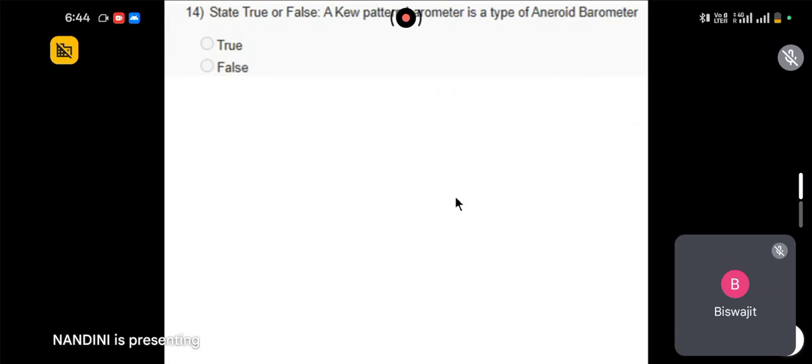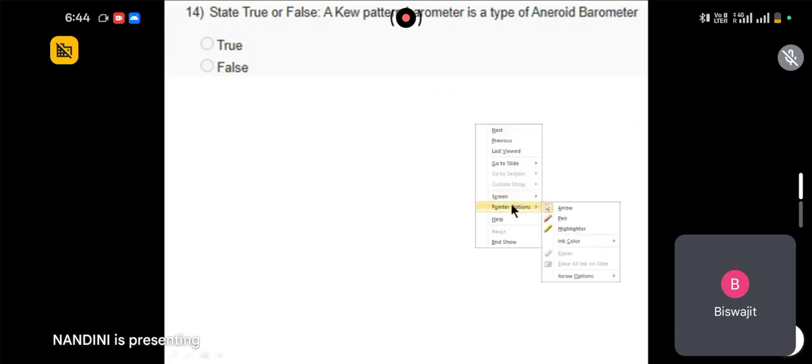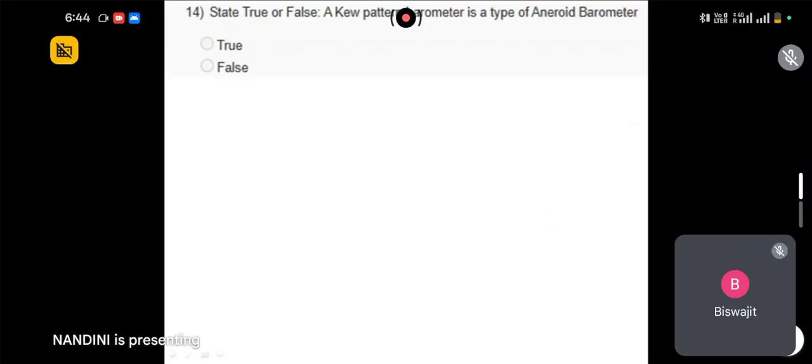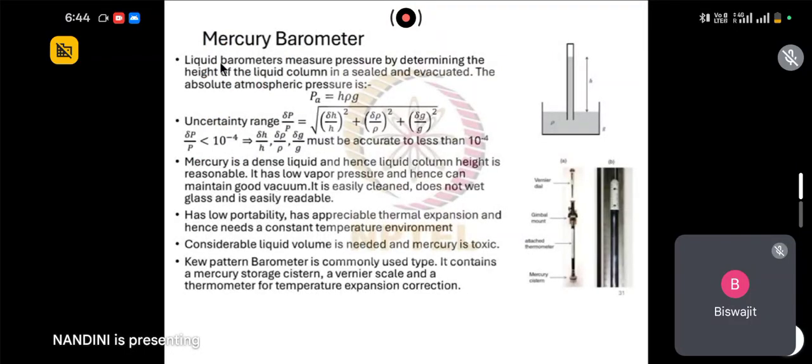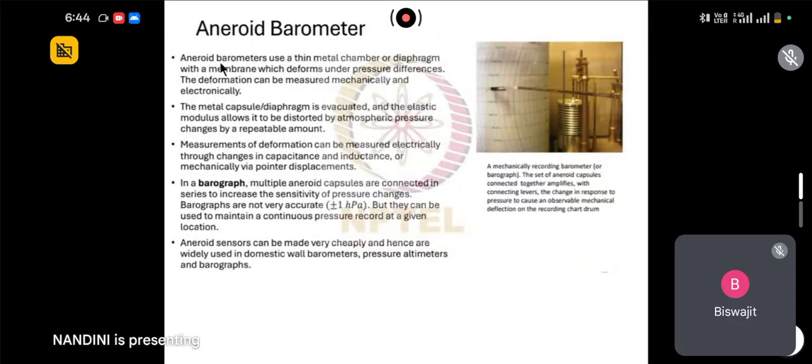Anyway, the question was whether a Q pattern barometer is an aneroid barometer. The answer is false. This is basically a mercury barometer, not the aneroid barometer.